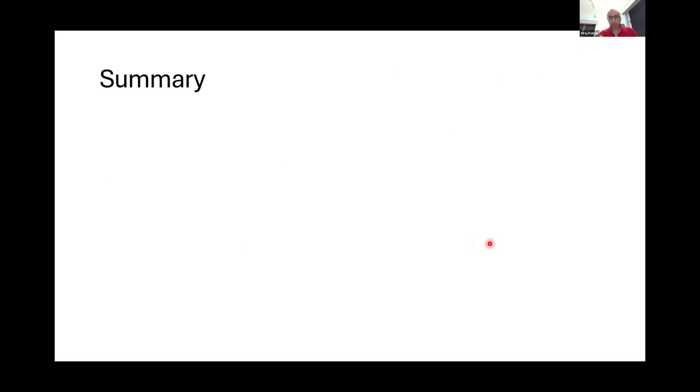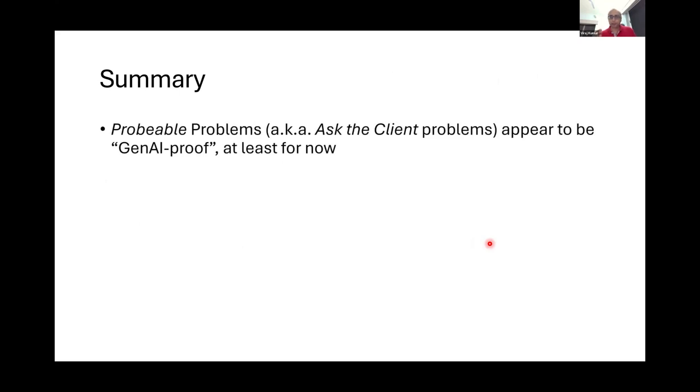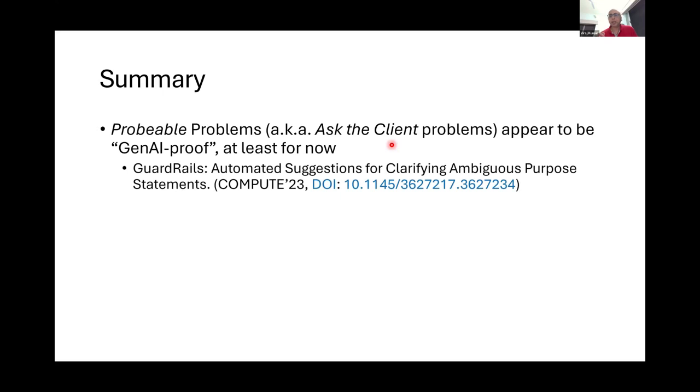So I want to summarize and leave a few minutes time to do one more demo with all of you. So I do think that these problems, we've officially called them probable problems, but many people think, like, why don't you just call them ask the client problems, which I think is a good name, right? So they do appear to be GenAI proof, at least for now, right? And here I will share just one example of the kind of work that I think might, in time, defeat such tools, right? As such problems. So I do see this as an arms race in some sense, right?